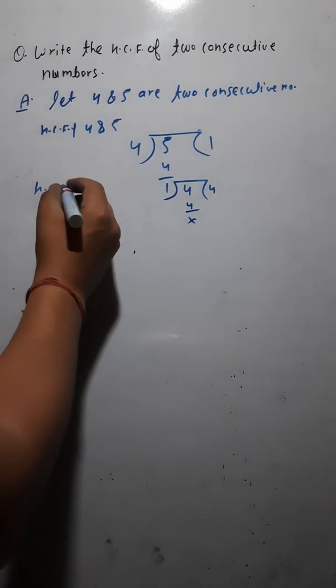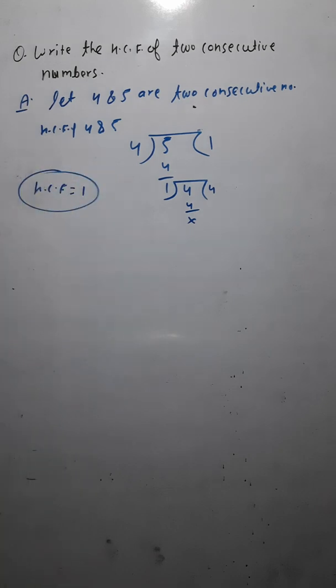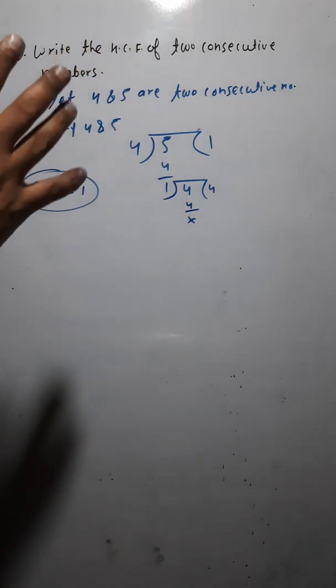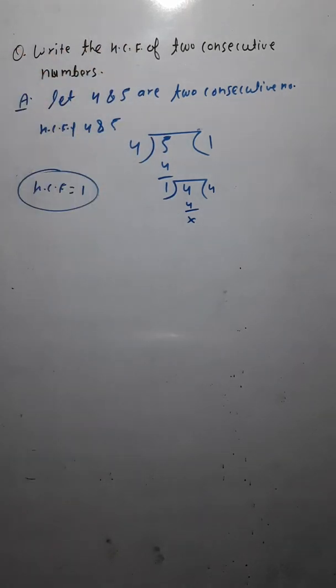So the HCF of two consecutive numbers is what? 1. It means if you are taking any two consecutive integers, you are getting the HCF as 1. So you have to remember that every time. Without solving, you can straight away write the answer 1.